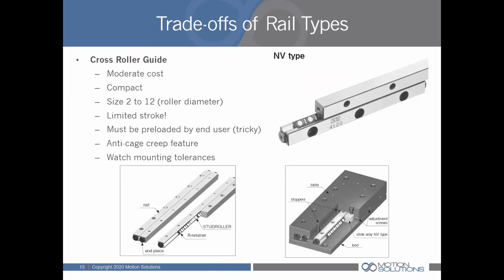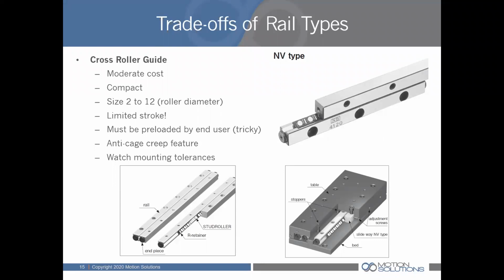Now we come to the cross roller non-recirculating type. So you've got roller bearings crossed at 90 degrees so that you can take loads in all directions. So they have a total 90-degree contact angle. They come in size 2 to size 12 rollers, and when I say 2 to 12, we're referring to roller diameter. But they are limited in stroke.